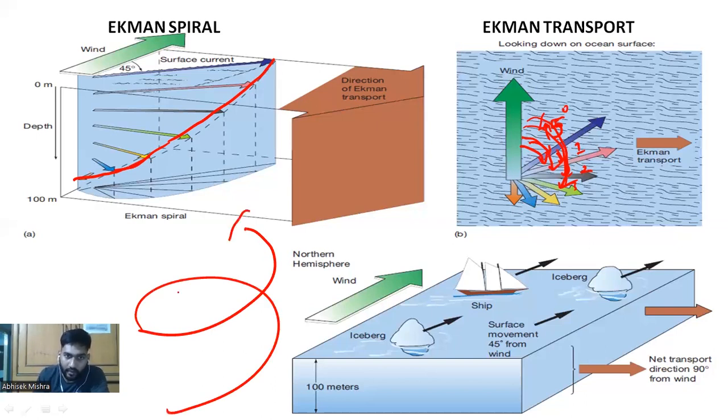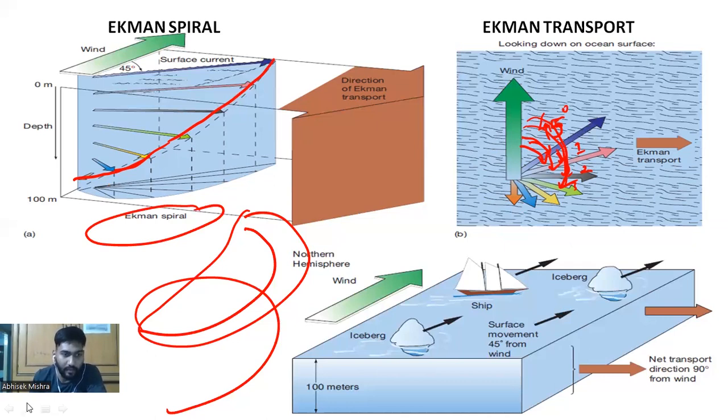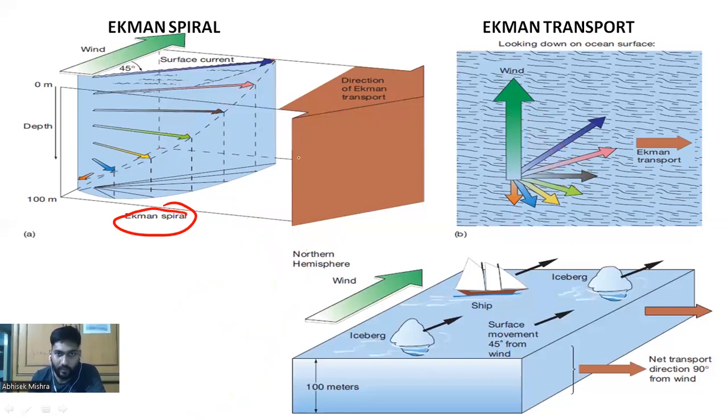Okay, so this upper part, this is a spiral kind of motion, gradually decreasing energy with depth and increasing deflection. Deflection is increasing with respect to the primary factor, the wind. Angle of deflection is increasing with respect to the wind, and the amount of energy which is transferred from each layer to the lower layer is decreasing. So the resultant motion is a spiral kind of motion. So this is called Ekman spiral. This column is called Ekman's spiral because of its spiral type of motion.